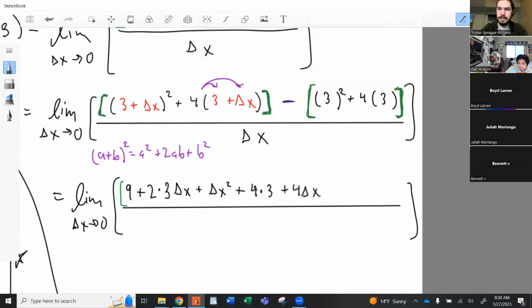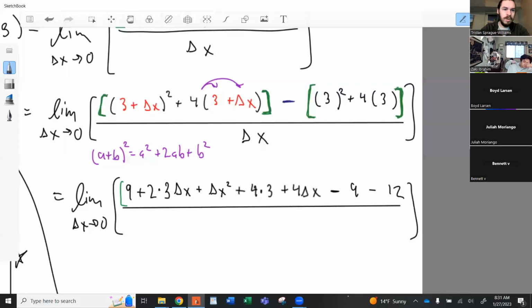Okay, and then down here, I'm going to get minus, and then here I can do 3 squared plus 4 times 3. This is going to be 9 plus 12. So I can do minus 9 minus 12. Or, you know, instead of distributing the negative, I could have just done 9 plus 12, which is 21, and then just subtract 21. 9 plus 12, 21. Yeah. But I'm going to do minus 9 minus 12.